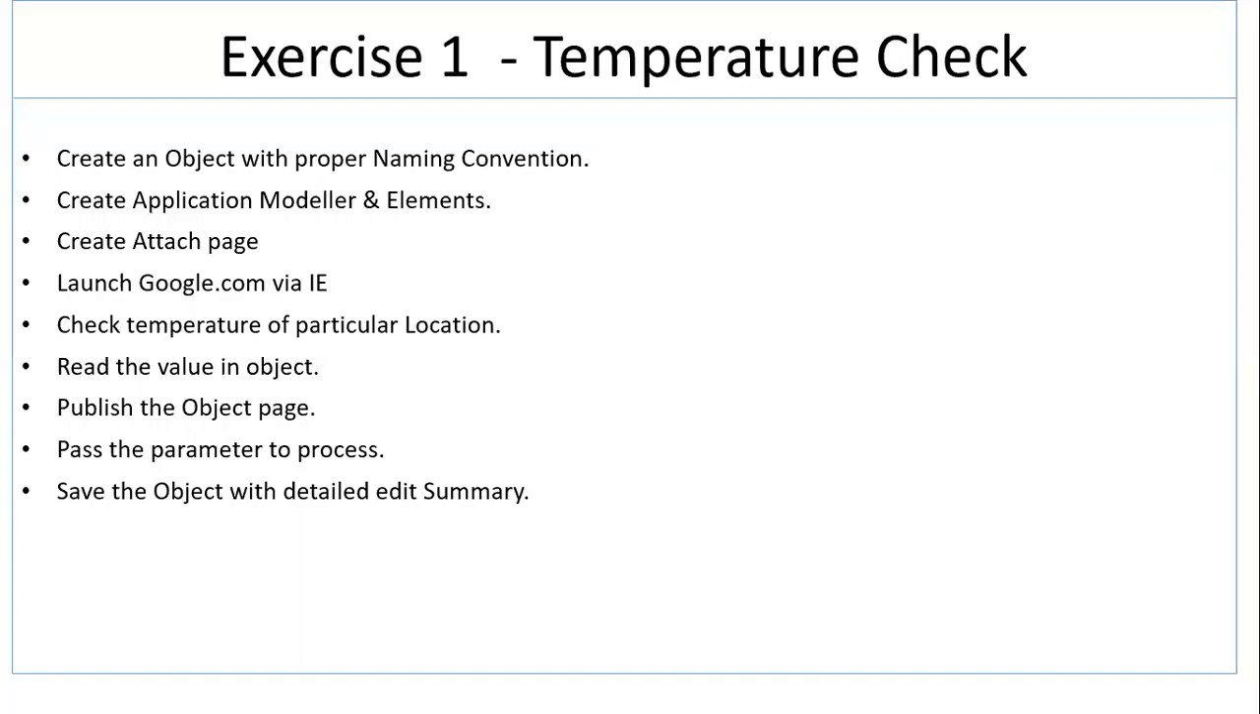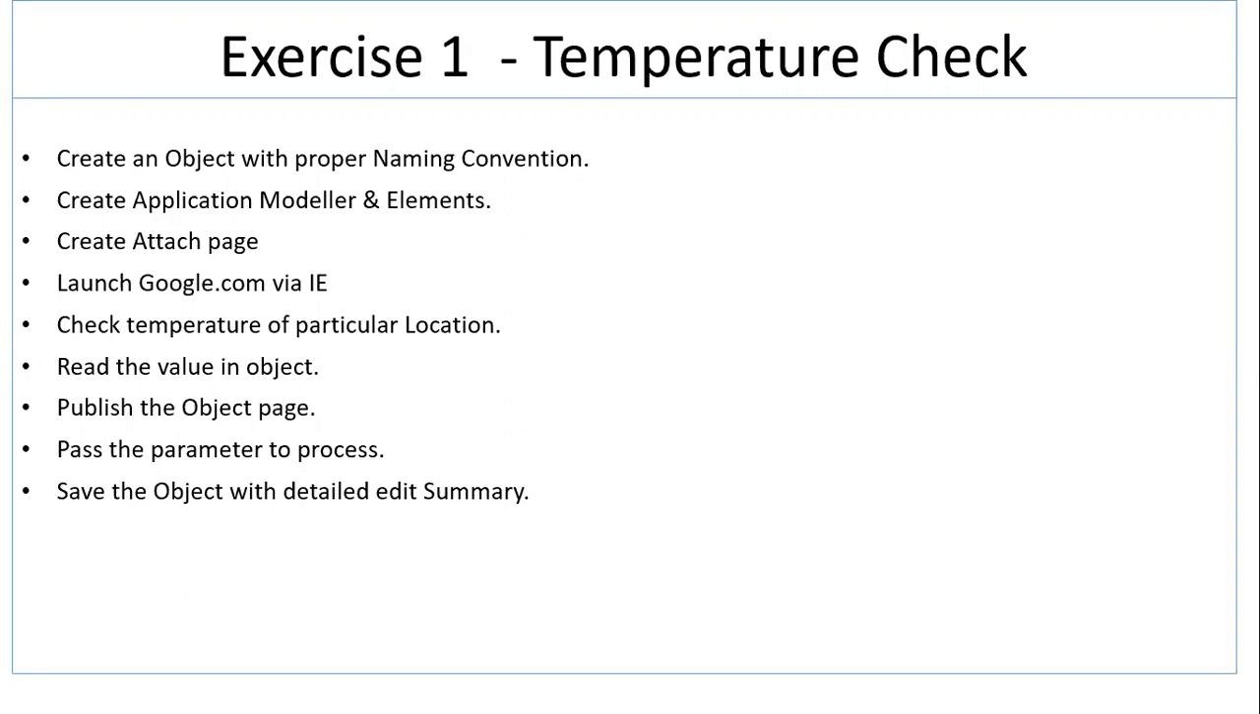Up next, you have exercise 1, temperature checkup. Out of all the theoretical knowledge in Process Studio and Object Studio, here comes the first exercise, where you have to launch Internet Explorer and go to the Google page to check the temperature of a particular location. Then you have to read the temperature and store it in Process Studio by passing the parameter.